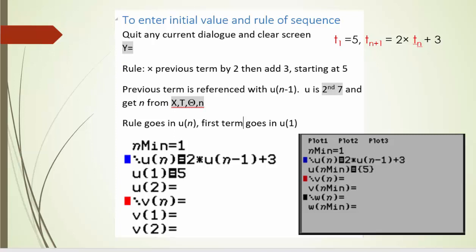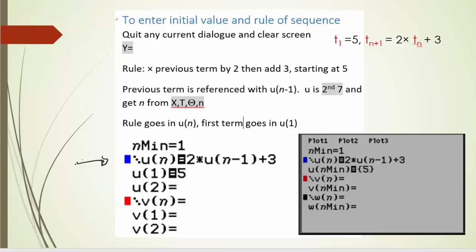Min equals 1, leave that as it is. It just means that we're starting with the first term as opposed to any other term. Now, on the next line, you are going to write in the rule of the sequence. Now, reading that, it says un equals 2 times un minus 1 plus 3.